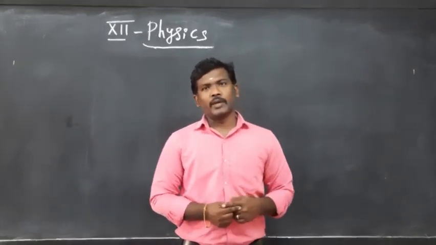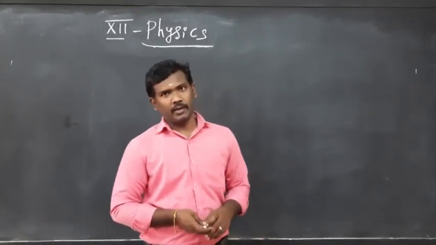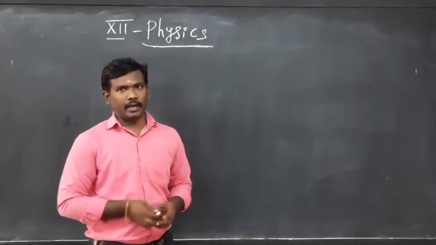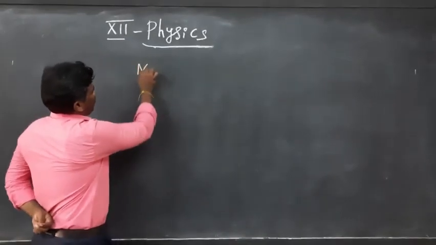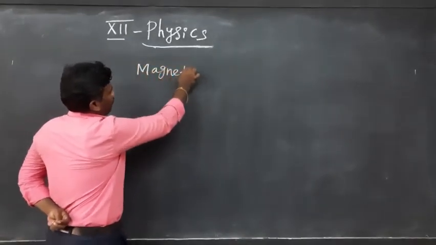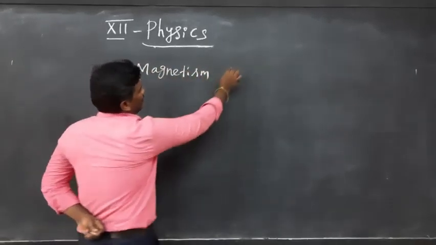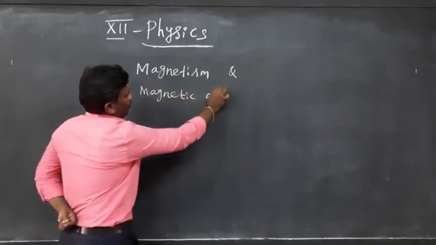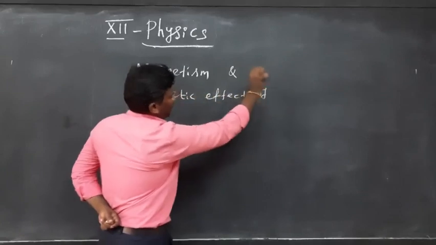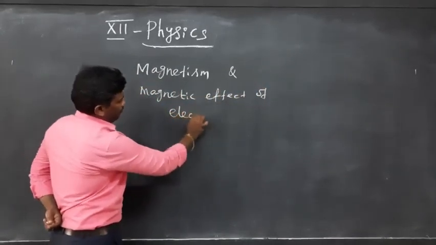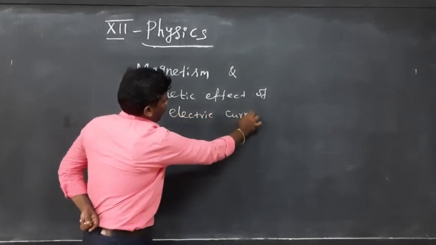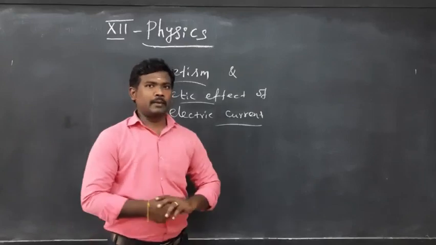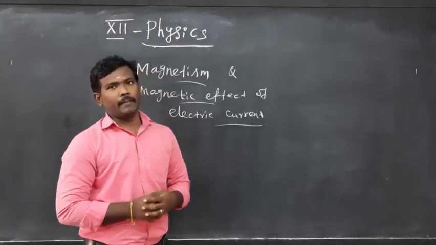Now, in this class, we are going to discuss the third chapter, Unit 3, Magnetism and Magnetic Effect of Electric Current. Okay, this is our third chapter, Unit 3, Magnetism and Magnetic Effect of Electric Current.